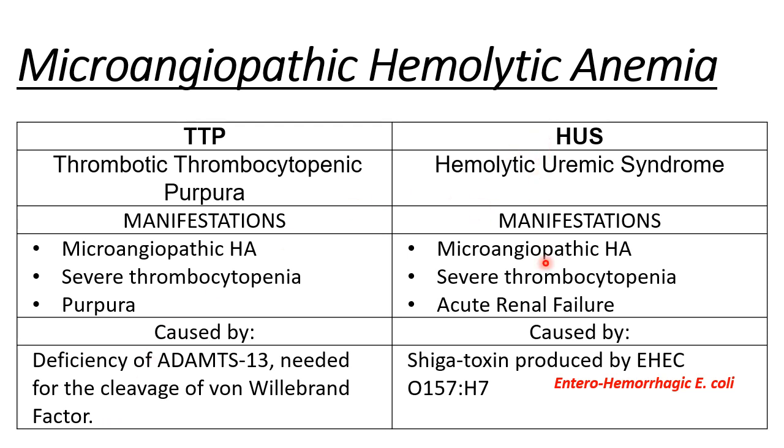Sa HUS naman, it is primarily caused by Shiga toxin. Saan nanggagaling itong Shiga toxin? It is a toxin formed by your EHEC. Ano yung EHEC? Enterohemorrhagic E. coli. And yung strain number is O157:H7. So, tatandaan natin tong strain number ng EHEC, which is the primary causative agent of your HUS.